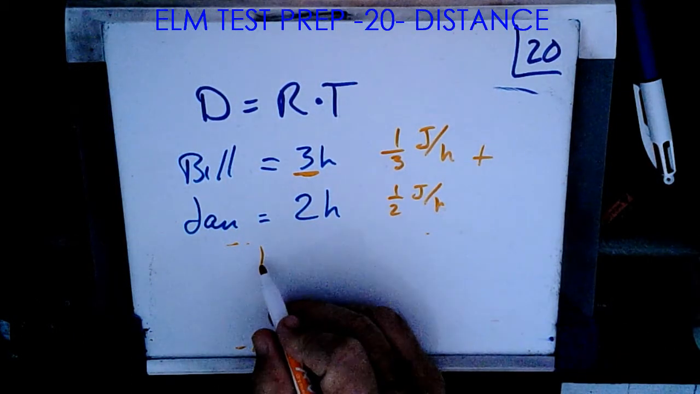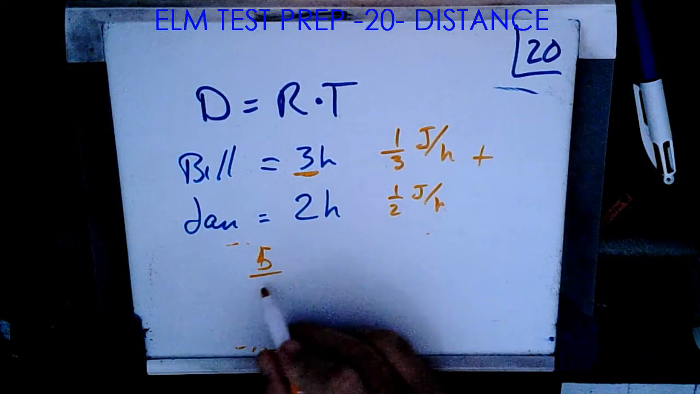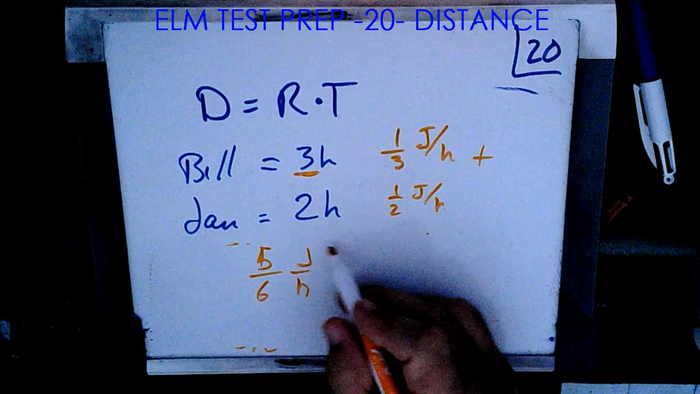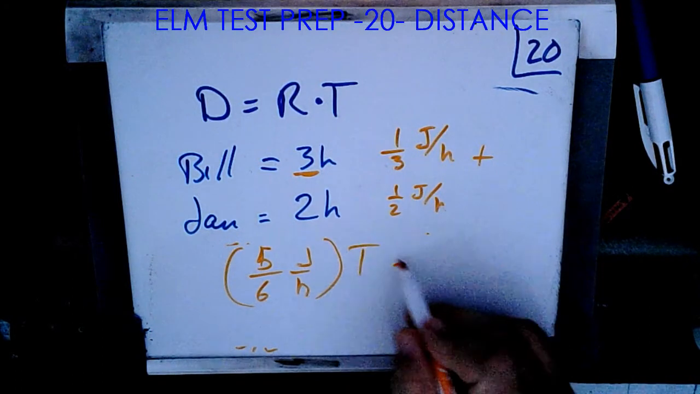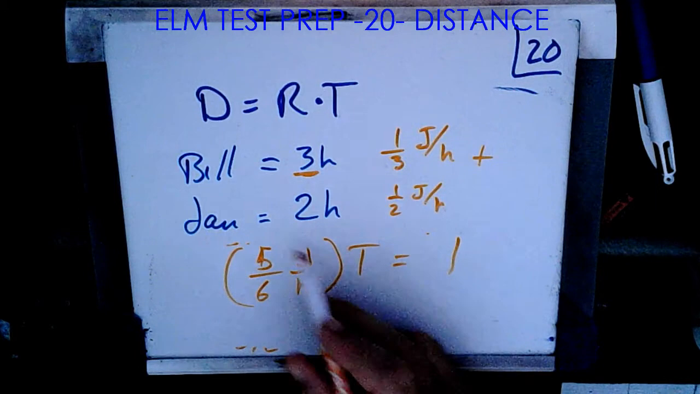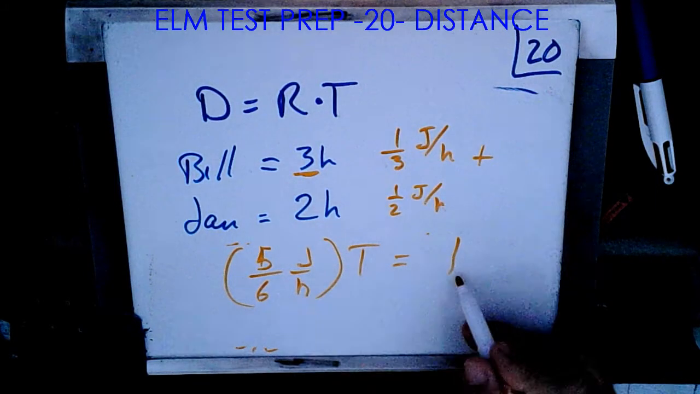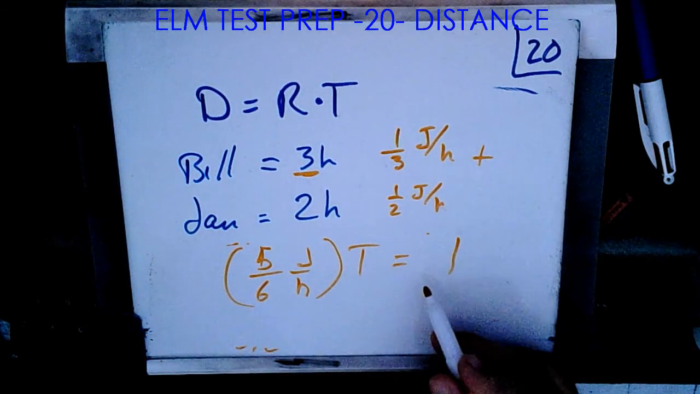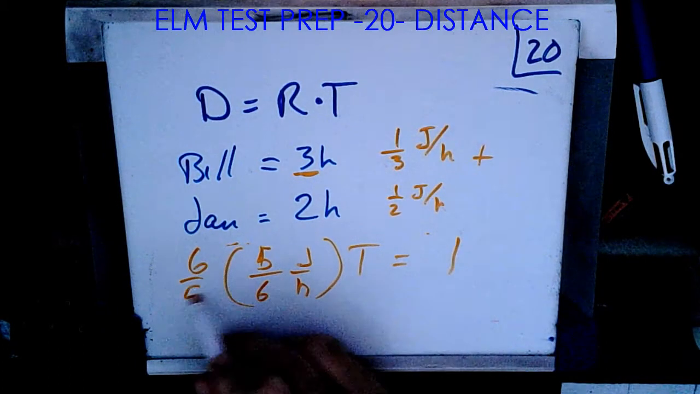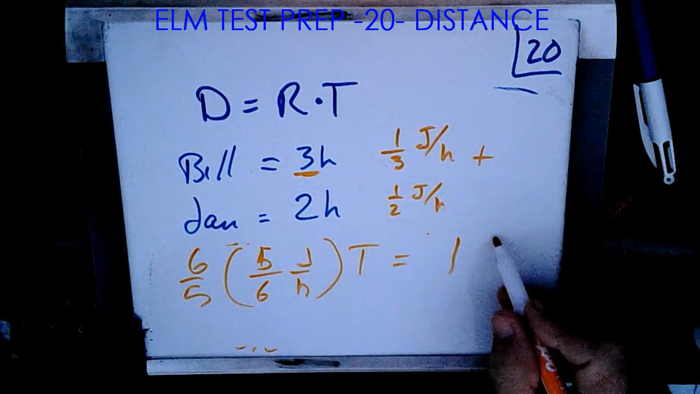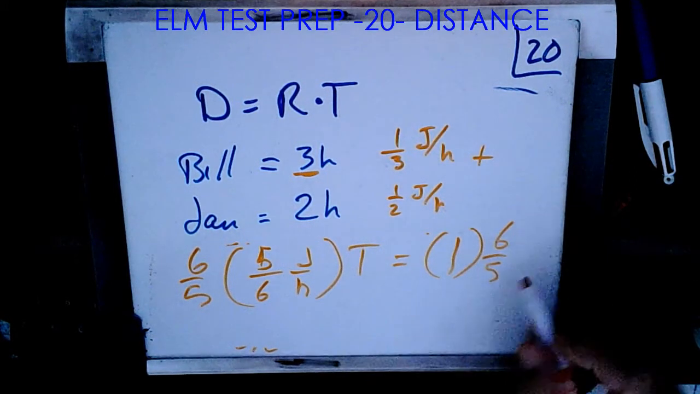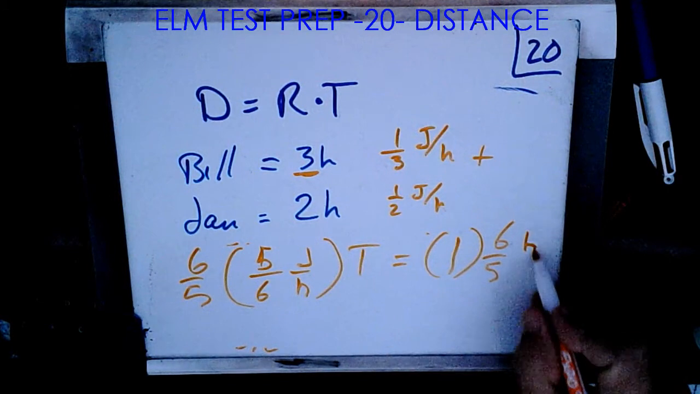So I say that my rate is 5/6 of the job per hour. And that's my rate times some time. I don't know what that is, but I know my job is one job. So if I just divide both sides by this 5/6, or in other words, multiply by the inverse, 6/5, I'm going to multiply 1 times 6/5, and this is hours per job.